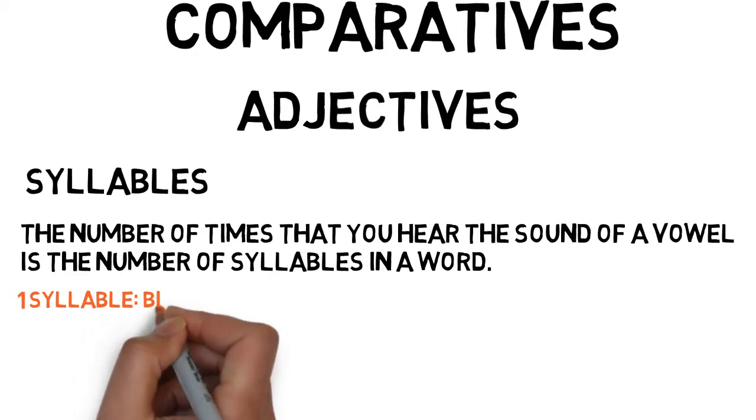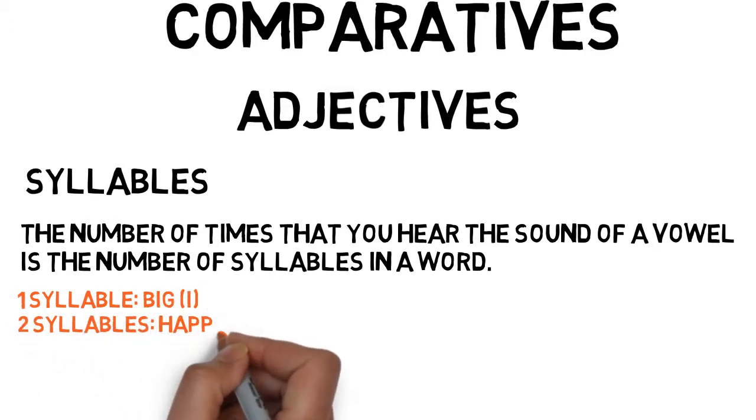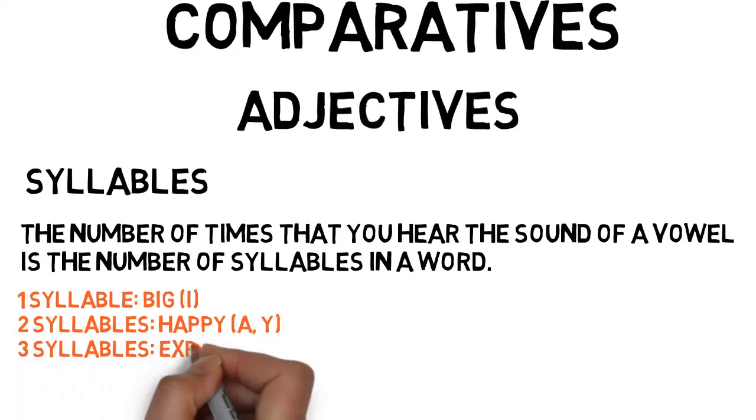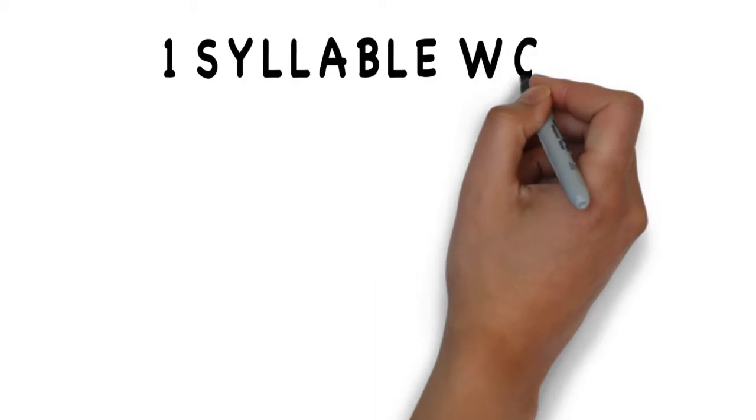So, a one-syllable word would be something like big. You hear one I sound. Two syllables, happy, we hear an A sound and a Y sound. And three syllables would be something like expensive, which has two E sounds and an I sound. So let's get into the rules.